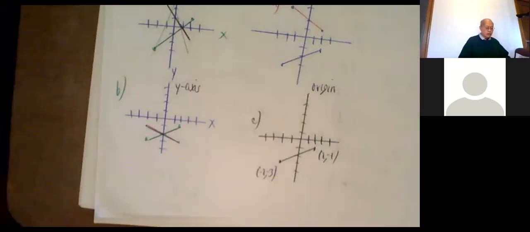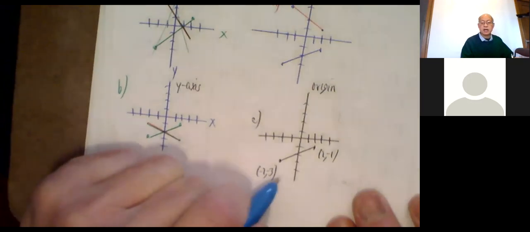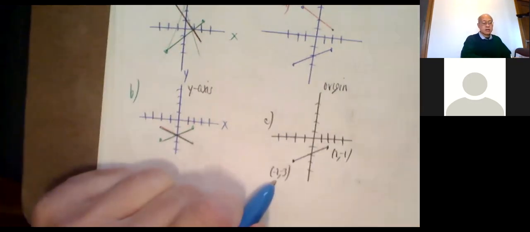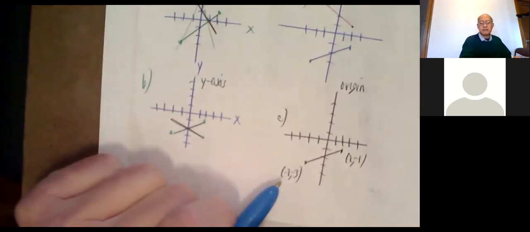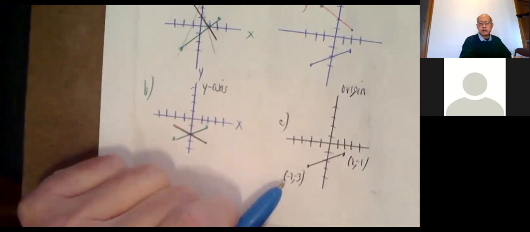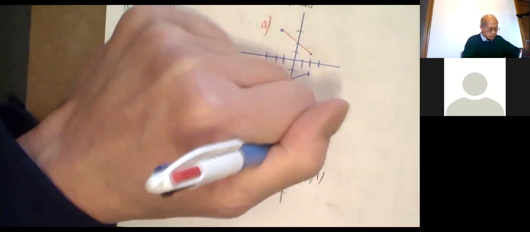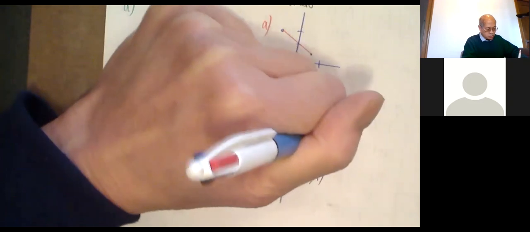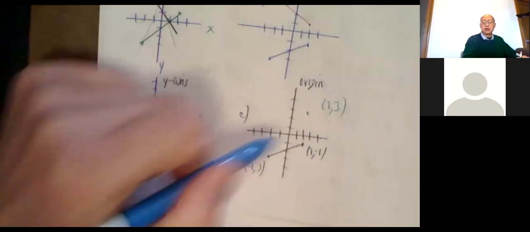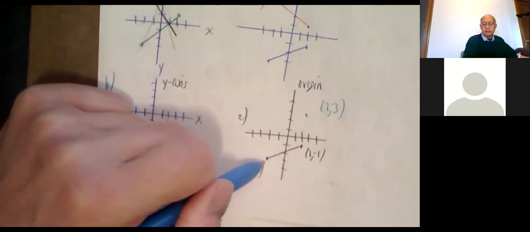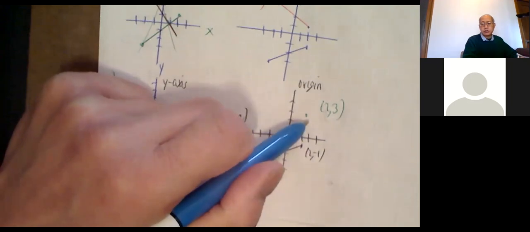So what does that mean over here? Change the sign of both of these, and you would have 2, 3. So the reflection of -2, -3 across the origin is 2, 3.